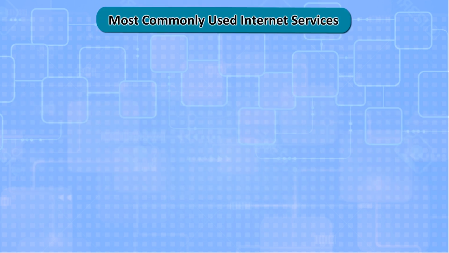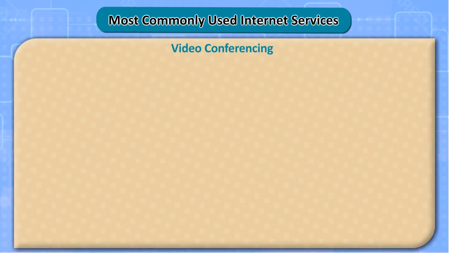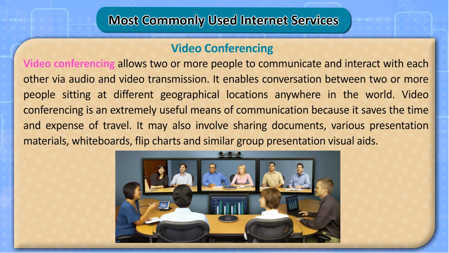Most commonly used internet services. There are various services provided by the internet such as video conferencing, chatting, free calling, and emailing. Let us read about them. Video conferencing. Video conferencing allows two or more people to communicate and interact with each other via audio and video transmission. It enables conversation between two or more people sitting at different geographical locations anywhere in the world. Video conferencing is an extremely useful means of communication because it saves the time and expense of travel.